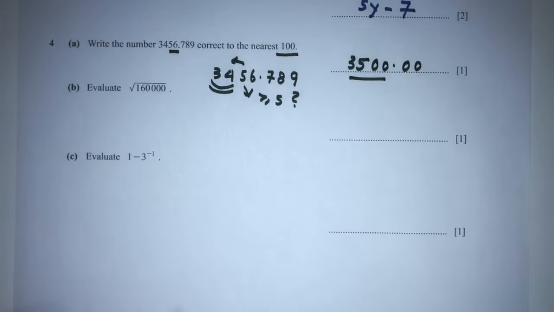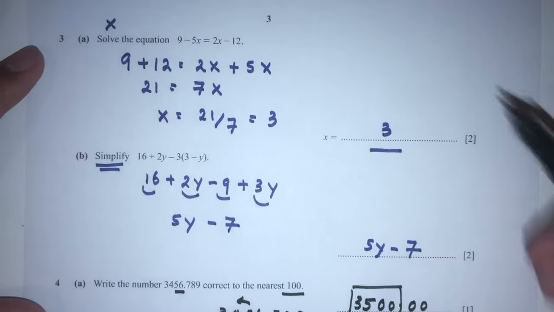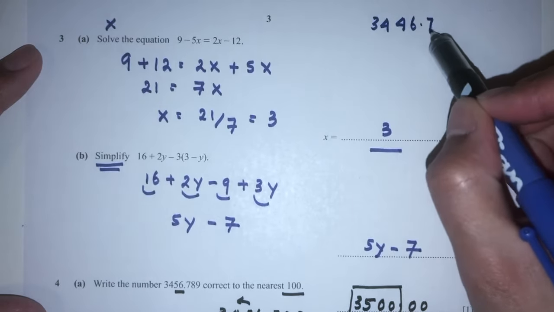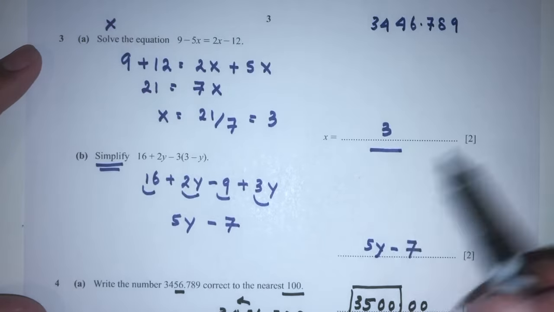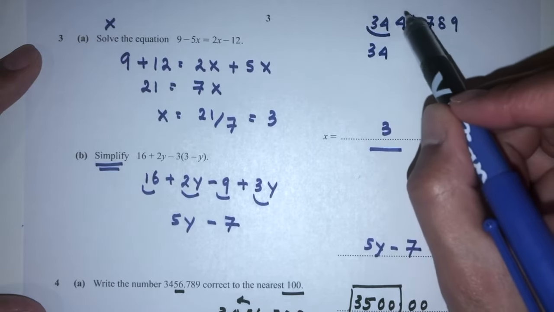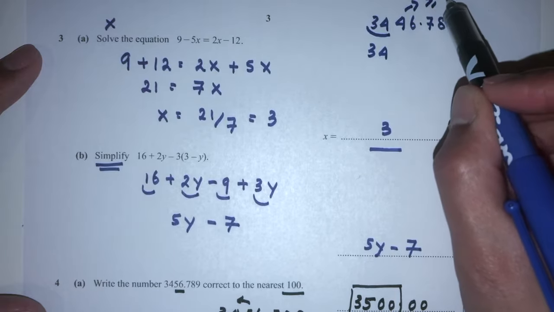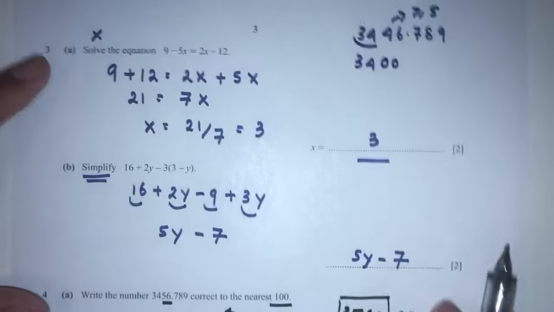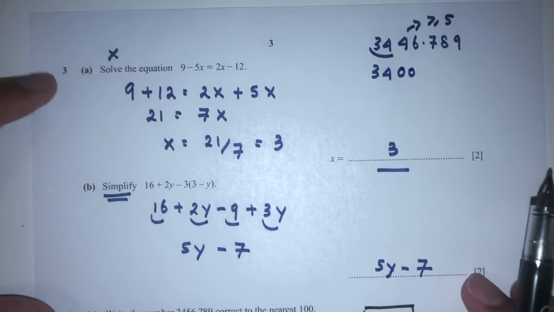So this is your answer for part A. Now, for example, let's try this. So what if I had this number? I had 34, 4, 6, 7, 8, 9. So I leave the two numbers by themselves. You have 34. But here I can see that this number is not more than or equal to 5. So I have to change this to 0. Before, because it was more, I had to add 1. But here it is not more, so I just change it to 0 directly.